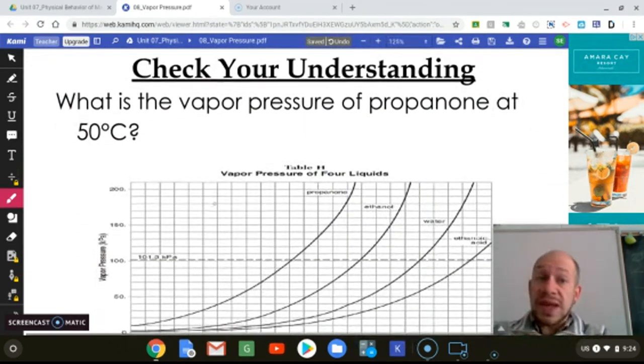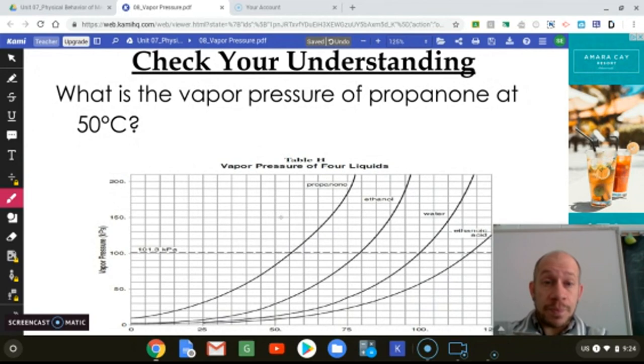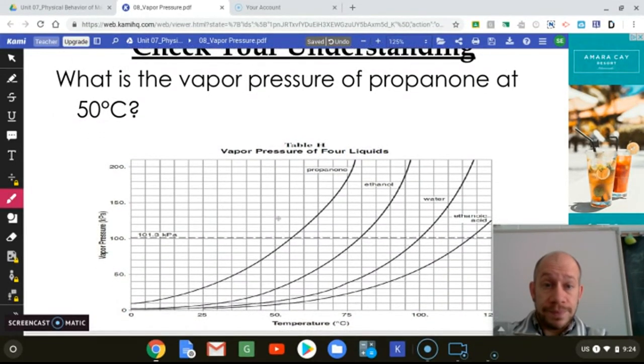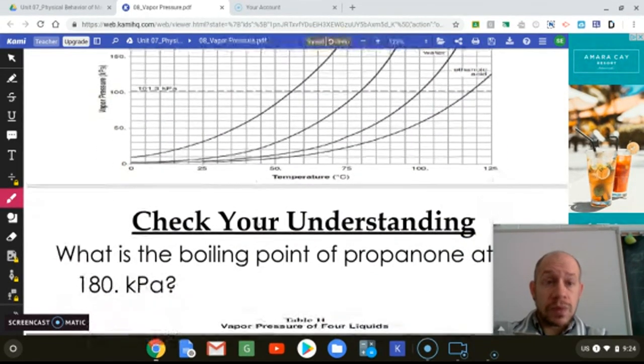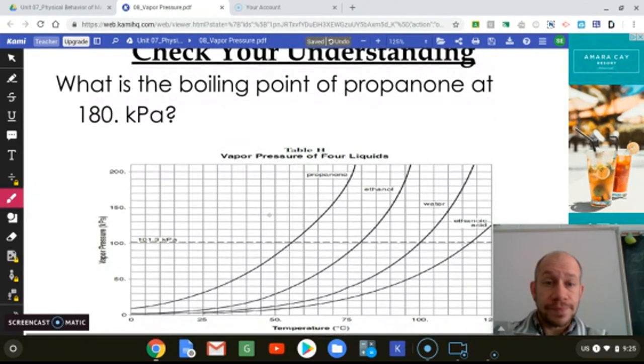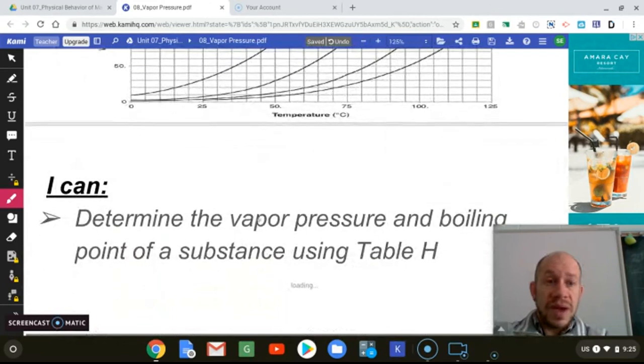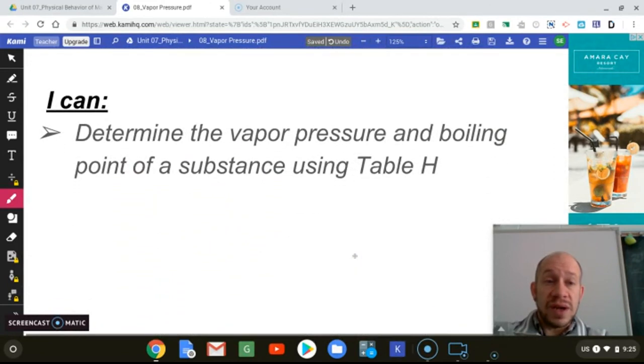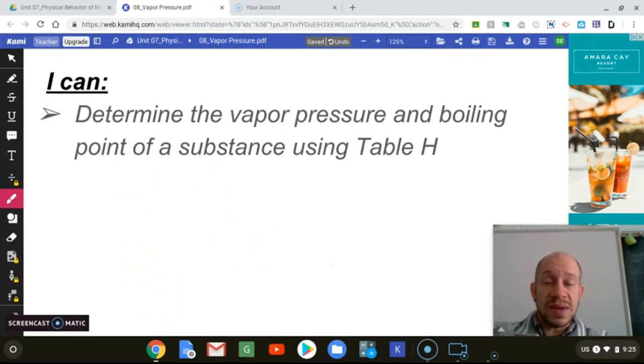So check your understanding. See if you can read this table. Okay, and again. Okay, you can now determine the vapor pressure and boiling point of a substance using Table H.